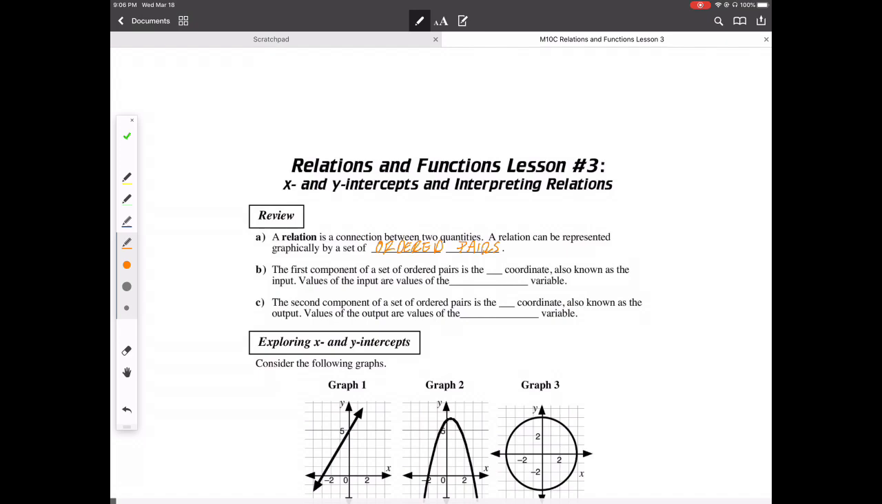The first component of a set of ordered pairs is going to be the x-coordinate, also known as the input. Values in this are part of the independent variable. The second set is going to be represented by y, and that is part of the dependent variable.